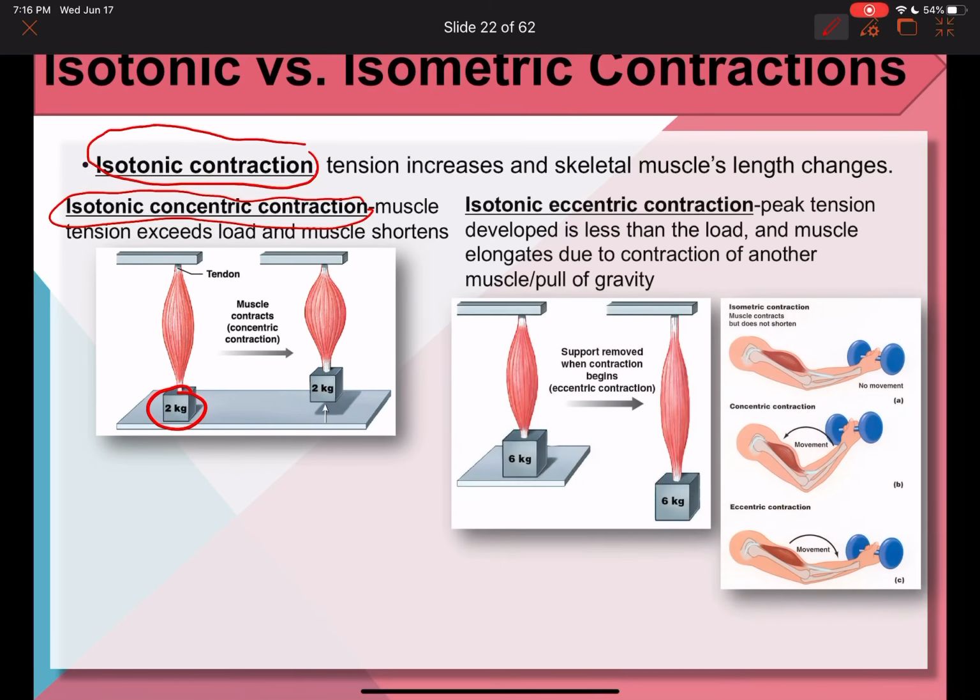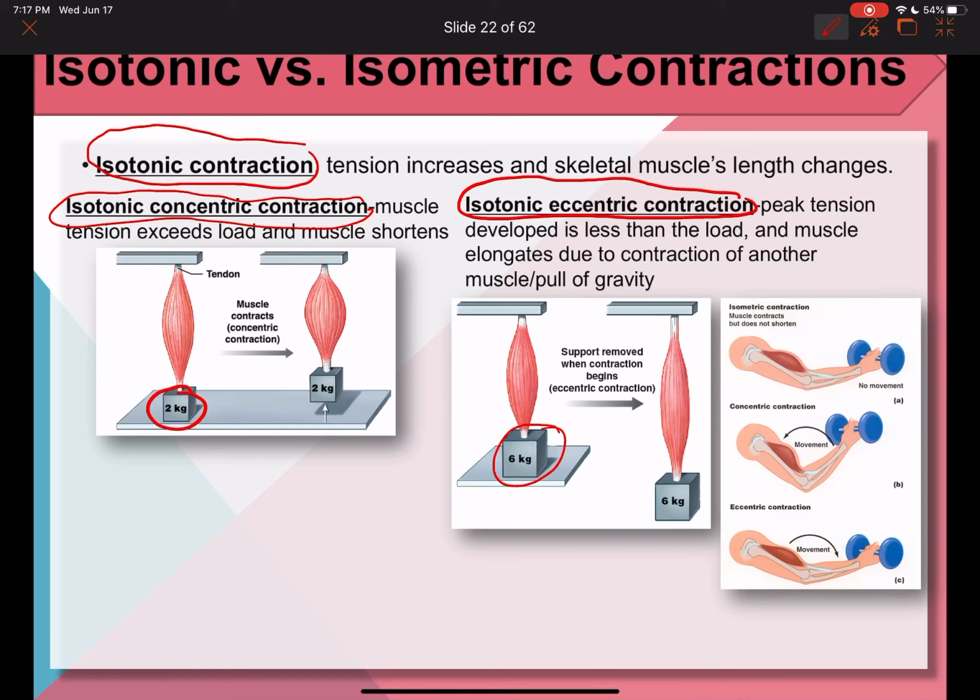Now, if the peak tension ends up not being able to lift the heavier load and the muscle elongates instead, this is what we call isotonic eccentric contraction. So let's say now instead of lifting a 2 kilogram weight, we're lifting a 6 kilogram weight. And let's say that I can't lift 6 kilograms. I'm struggling. I'm already at maximum tension and I can't lift that up. So now my arm remains extended down and I can't lift that weight.